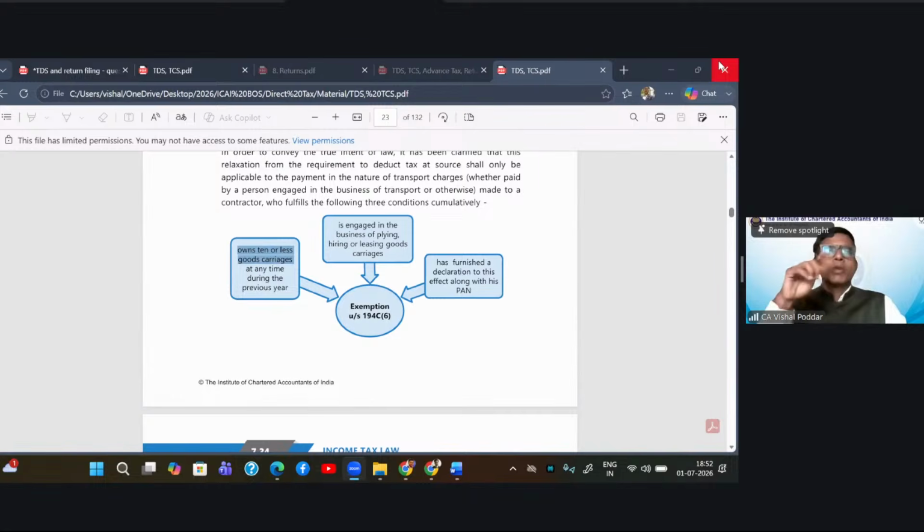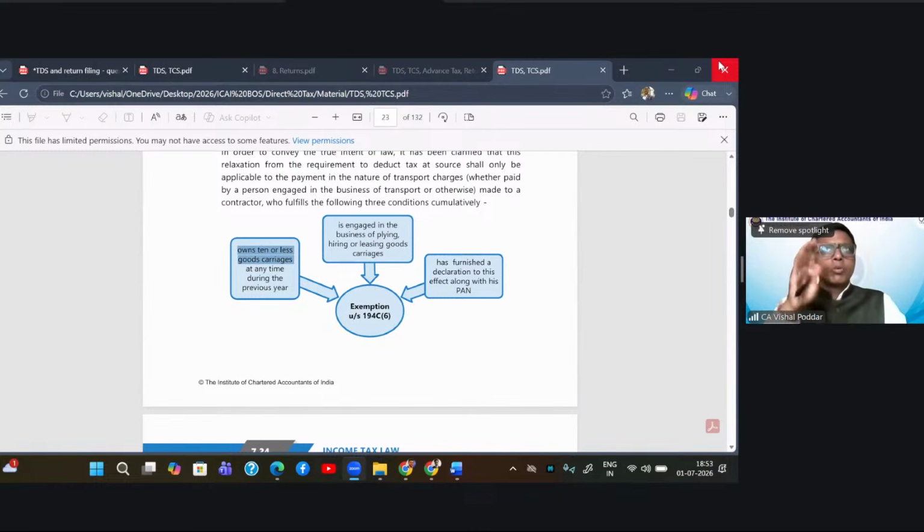So under 44AE of the PGBP head, a similar condition exists: whenever a transporter who is not owning more than 10 trucks is engaged in the business of plying, hiring, or leasing of goods carriages, that is the transport business, that transporter is given an option to compute income on a presumptive basis. Now link this TDS with that point. For the same transporter, the law says no TDS is applicable.